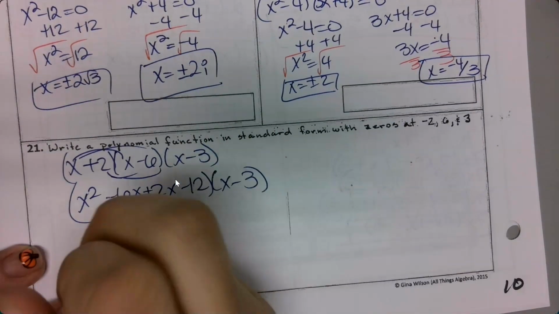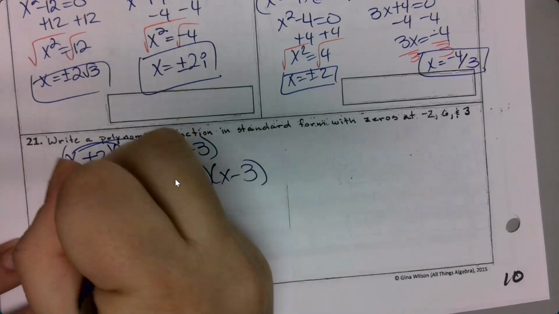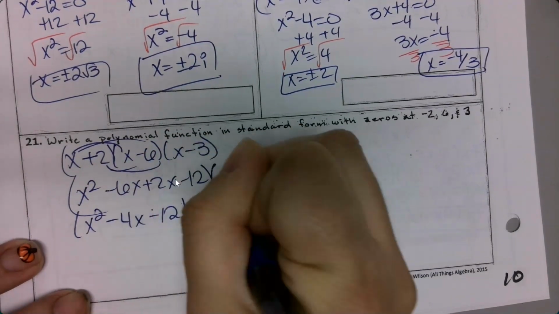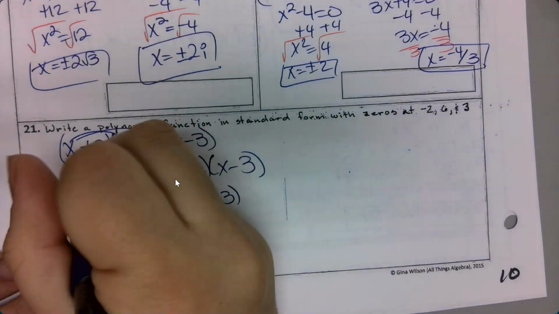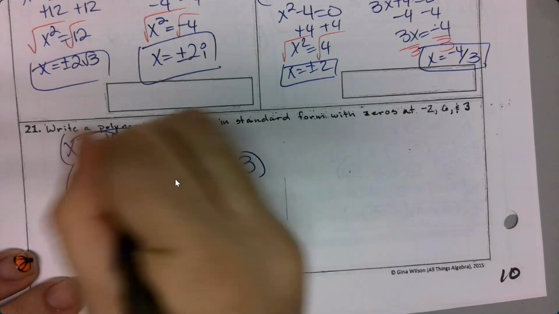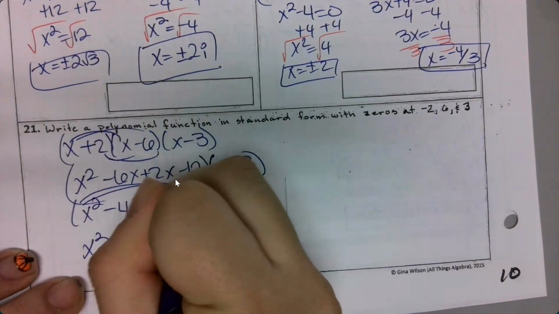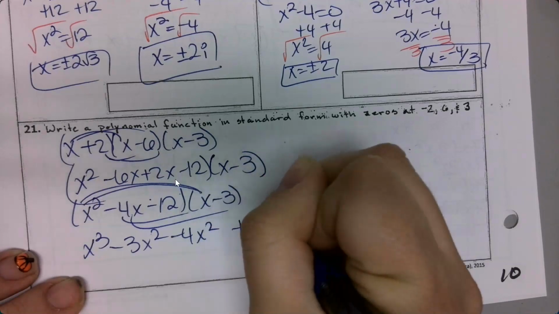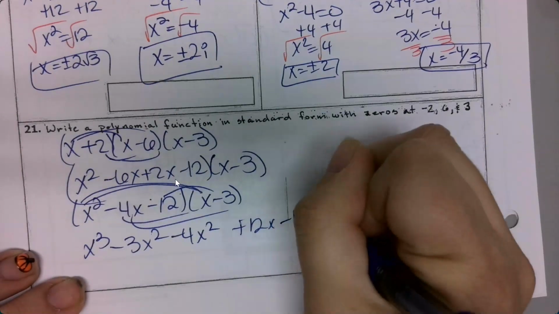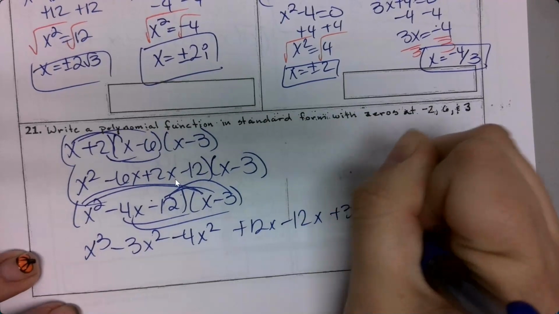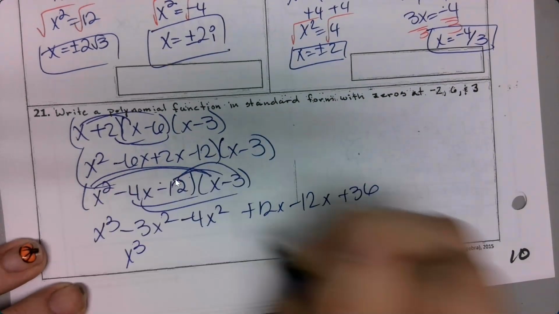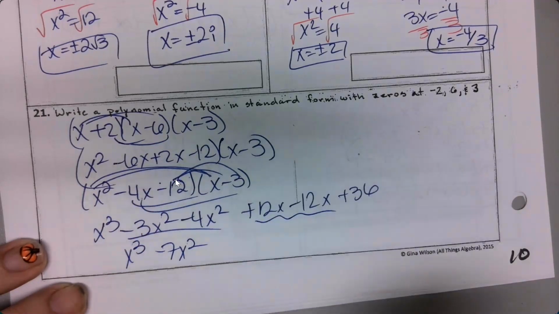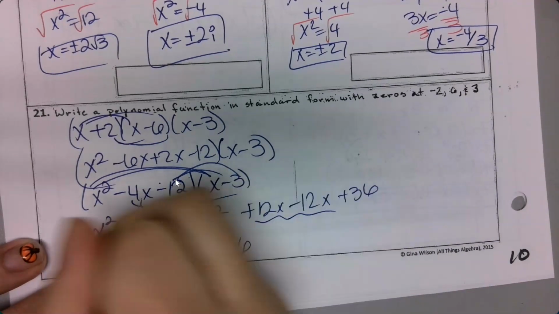I want to combine like terms from my first parentheses. So I have x squared minus 4x minus 12 times x minus 3. I'm going to go ahead and multiply out. This gets me x cubed minus 3x squared minus 4x squared plus 12x minus 12x plus 36. Combine like terms. I get x cubed minus 7x squared. My 12x's cancel out. Plus 36.